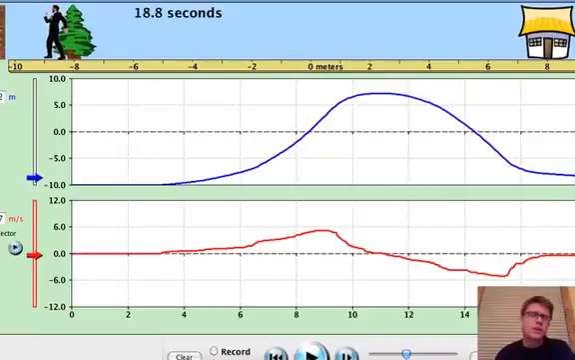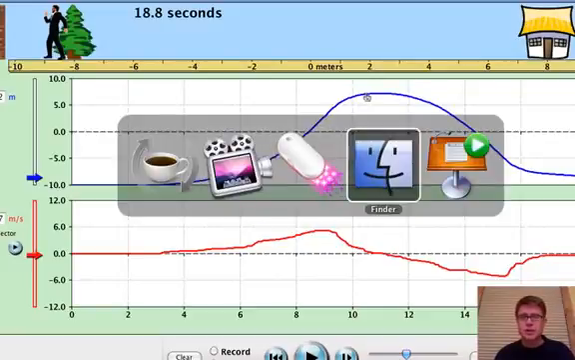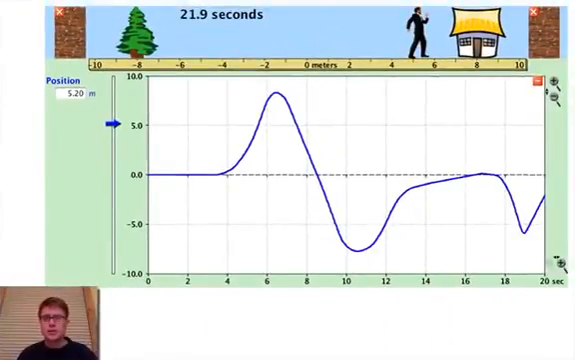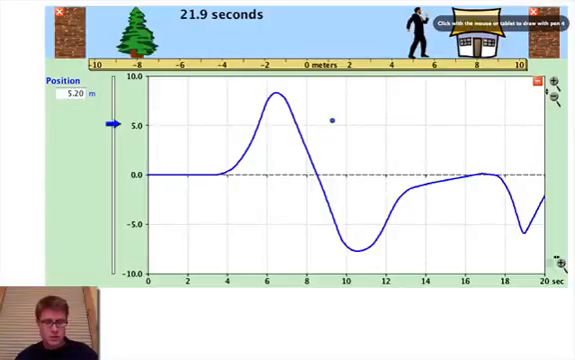And so the neat thing about the moving man is it shows you if we ever get a curved line on a position versus time graph, it indicates that we are either speeding up or we're slowing down. Last time we dealt with straight lines on position versus time, and that was always constant velocity. But here it gets a little bit more complex. You should be able to look at a graph like this and figure out exactly what the moving man is actually doing. What would the moving man be doing here?